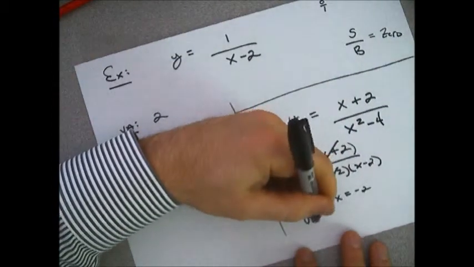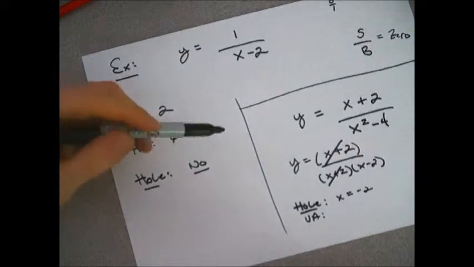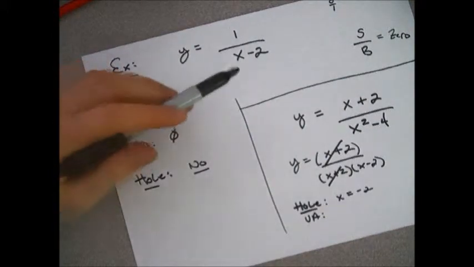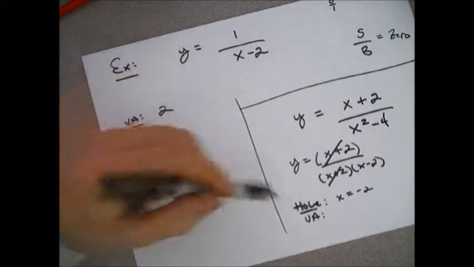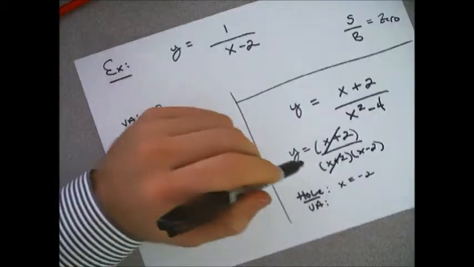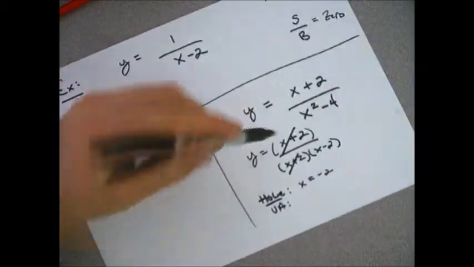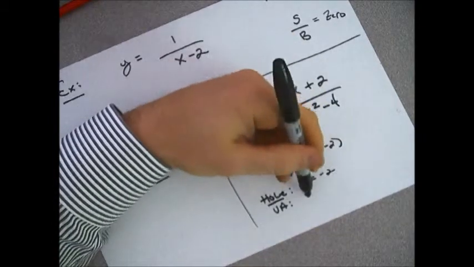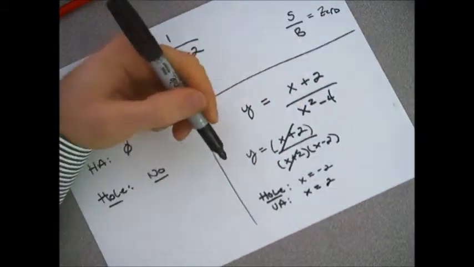Okay, I go to my vertical. The vertical asymptote, you zero out the bottom, but only whatever's left. So I already canceled this out for the hole. That's no longer a vertical asymptote. My vertical asymptote now is only going to be at x equals 2.